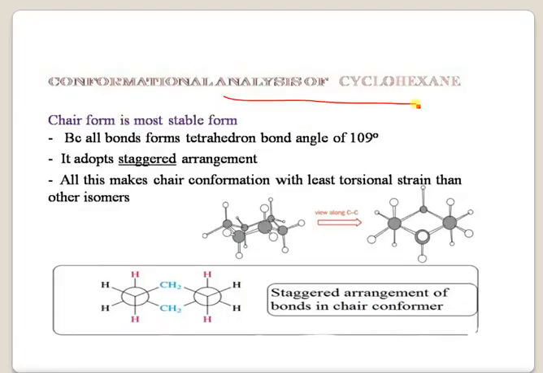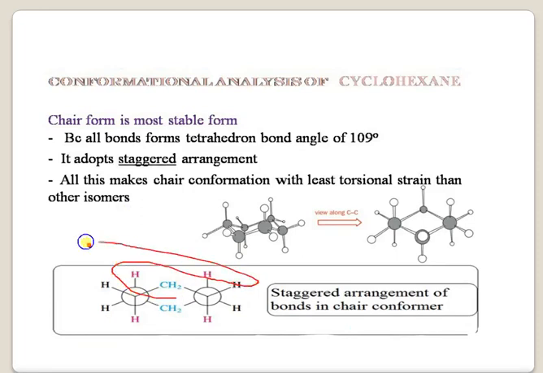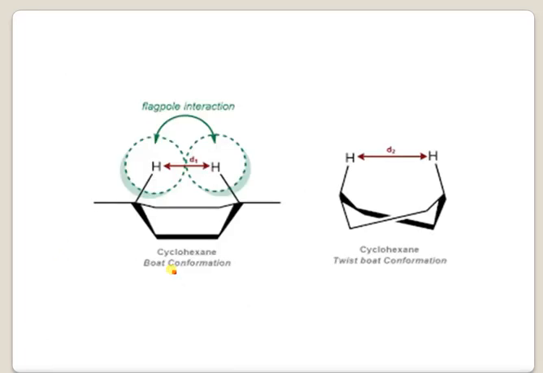Conformational analysis of cyclohexane. The chair form is the most stable form because it has a tetrahedral bond angle of 109.5 degrees. It adopts a staggered arrangement. All this gives the chair conformation the least torsional strain compared to other conformations. Torsional strain and bond angle strain are also least in the chair conformation. This is the staggered arrangement of bonds in the chair form, and it is represented better in the Newman projection than in this chair drawing.